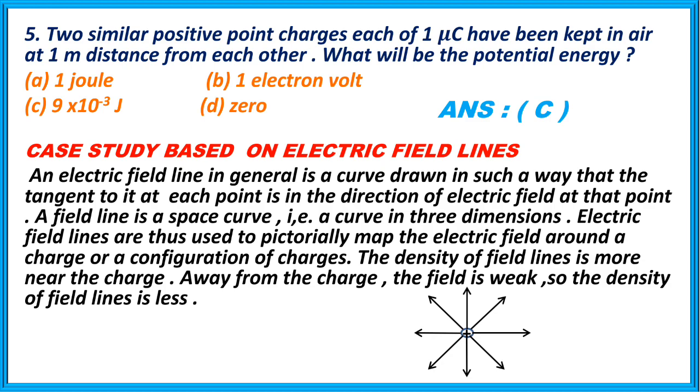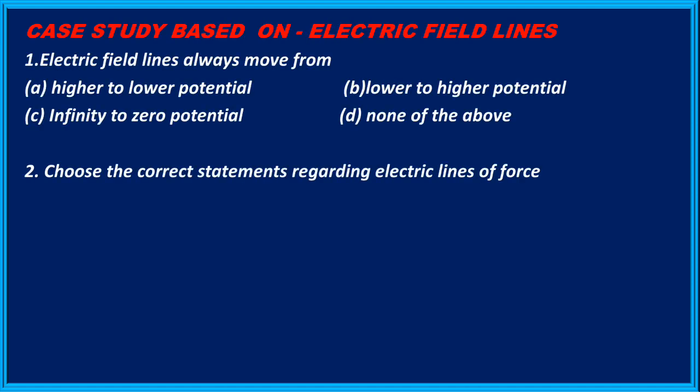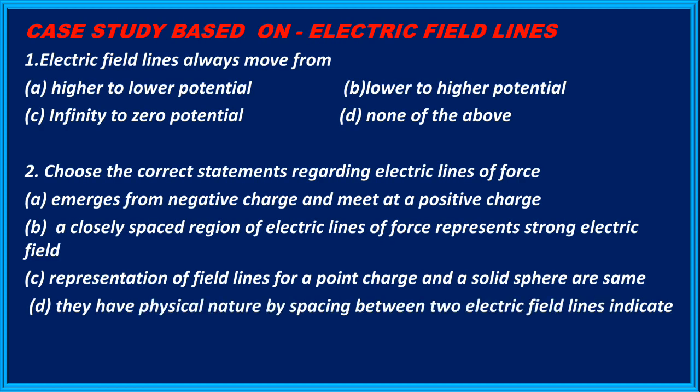The density of field lines is more near the charge. Away from the charge, the field is weak, so the density of field lines is less. Now here you can see the first question. Electric field lines always move from higher to lower potential, lower to higher potential, infinity to zero potential, none of the above. Your correct answer is option A, higher to lower potential.